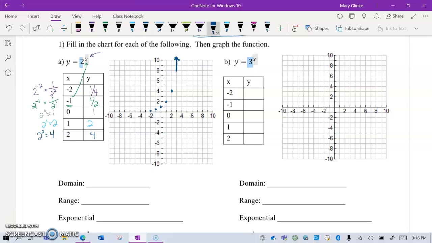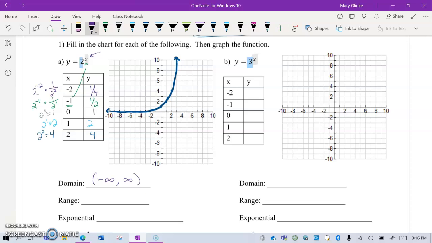This graph right here represents an exponential function. Notice it does look different than our linear functions. Instead of looking like a straight line, this kind of looks like a slide, if you will. So when we look at this here, for our domain from left to right, our graph has arrows on both ends, so it's going to be negative infinity to positive infinity. Your range is going to go from low to high.